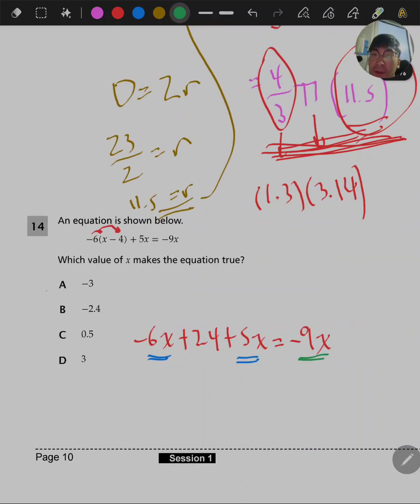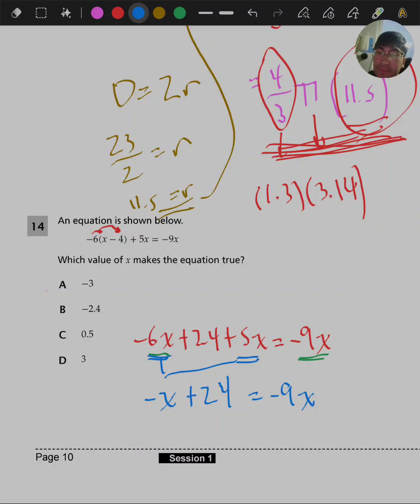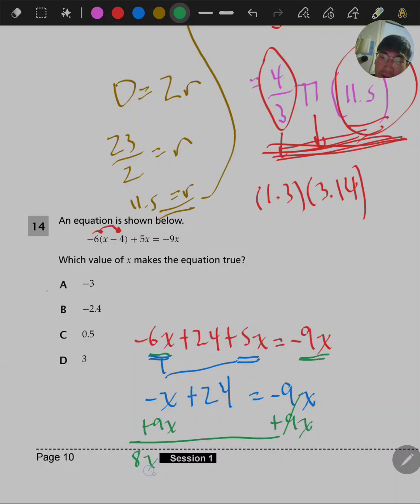So you have options here. You can either start adding them to one side, or I'm just going to first combine. Okay, so -6x plus 5x, that's -6 plus 5, that's -x. So it's going to be -x, and then plus 24 is equal to -9x. Okay, and now I'm going to move the smaller x's to the other side, because that's going to give me a positive number. It's going to be easier to do the math. -9 is smaller than -1, so I'm going to do plus 9x. That's going to be 0 plus 9x. Okay, so that's going to be 8x plus 24 is equal to 0.